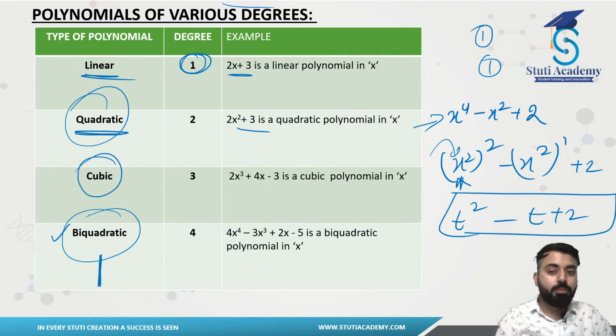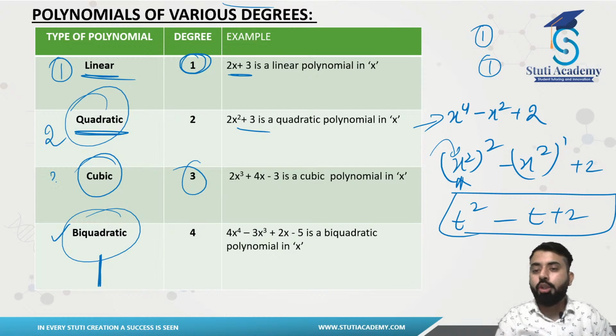And for the case of cubic, cubic is that polynomial whose maximum degree is 3. So that is the whole point here. Linear means 1, quadratic means 2, cubic means 3, and biquadratic means maximum power 4. I hope you understand this and you don't have any doubt on this, right?